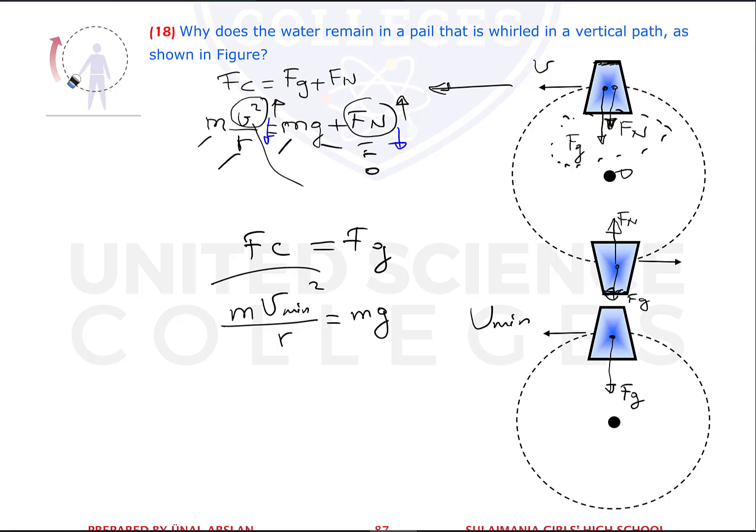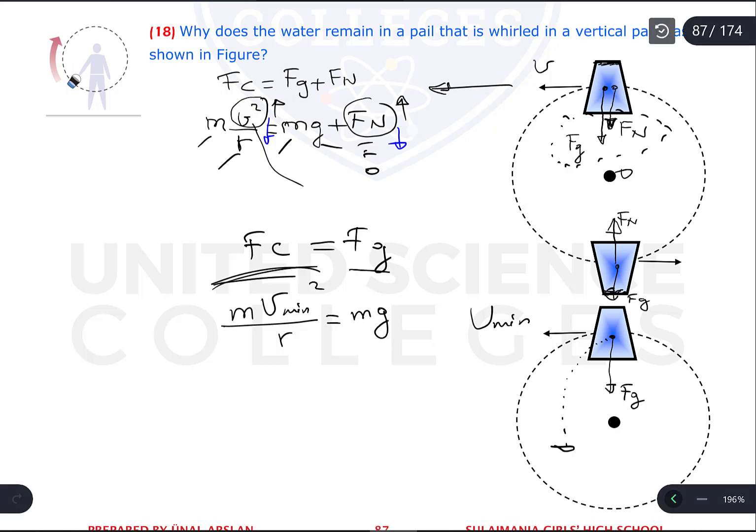If centripetal force is going to be less than gravitational force, this water will not stay in the pail, so it will follow a path finally, so all the water will pour from the pail. But if centripetal force is equal to gravitational force, you can still keep the water inside the pail. So these m's will simplify. You can also say that v minimum squared divided by r is going to be g.